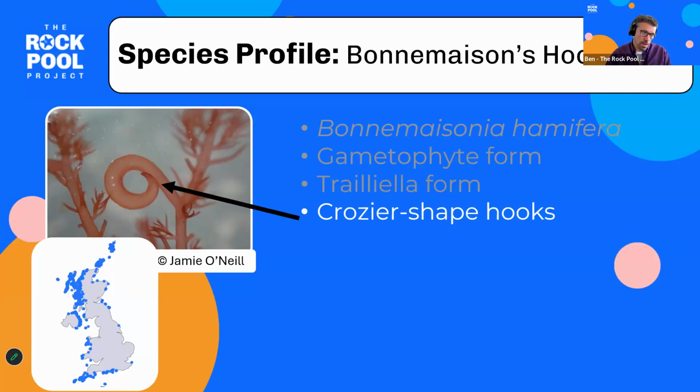For the sexual stage, the dead giveaway are these hooks. That's how it gets its name. Crozier-shaped hooks, they call them, because they're so curly. They can be seen with the naked eye, but if you've got a camera with a good macro lens, that's probably even better. With these seaweeds, it's good to get them out of the water, put them into a pot, and space them out a bit, and then you'll be able to have a look for identification features such as these.